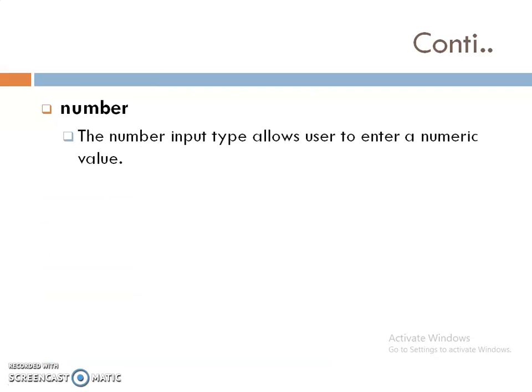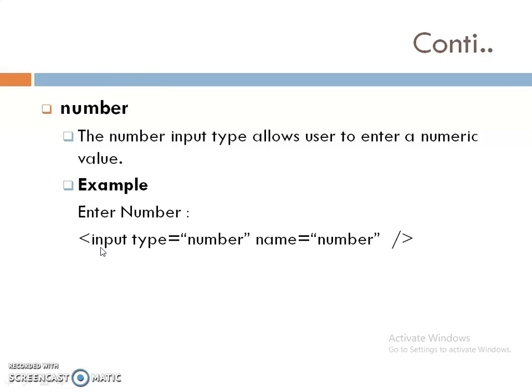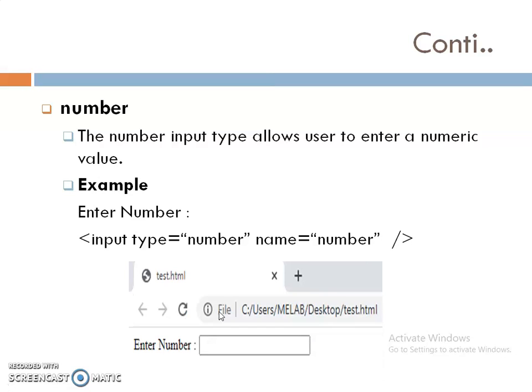Number. It will accept only a numeric value. For example, enter number is our label name. Here we are specifying input type is equal to number, numeric values only. This is our user defined field name, and we will get output like this. Enter number is our label name, and this is our input field in which we can only enter a numeric value.